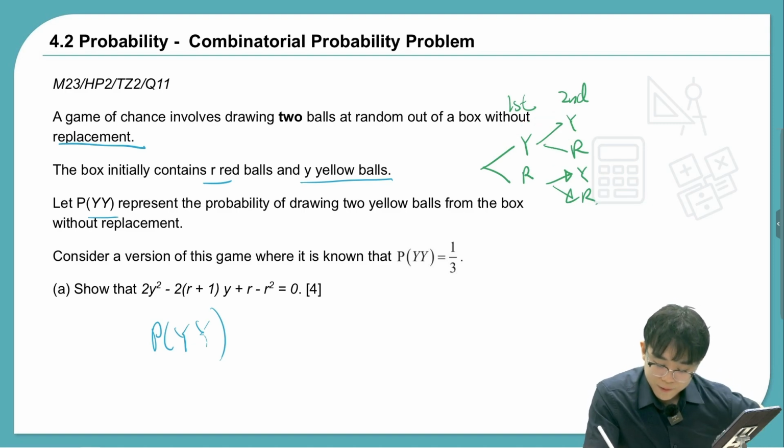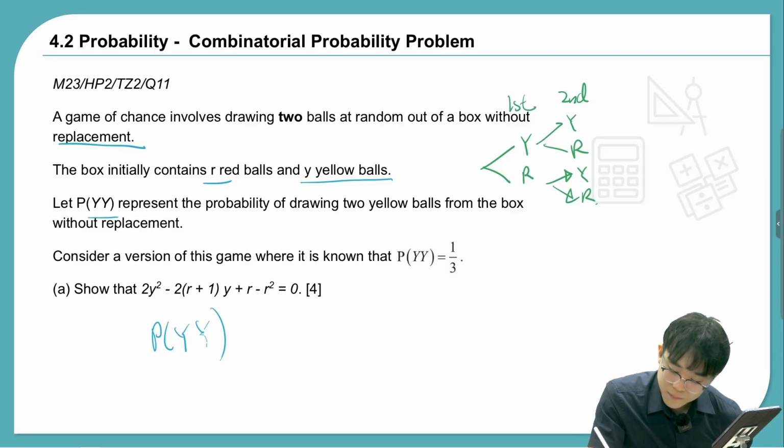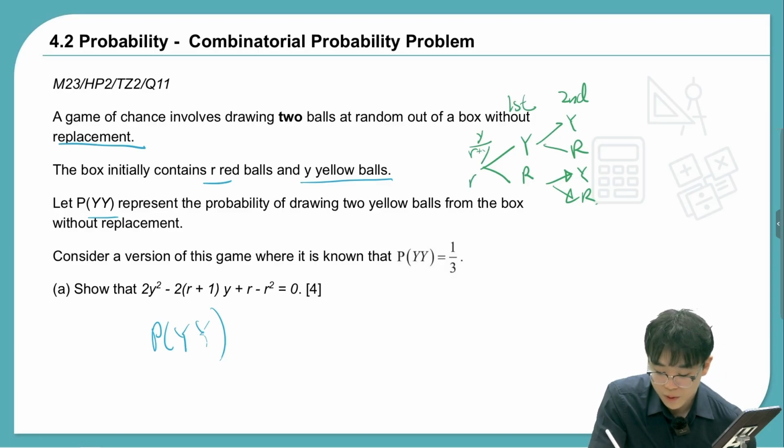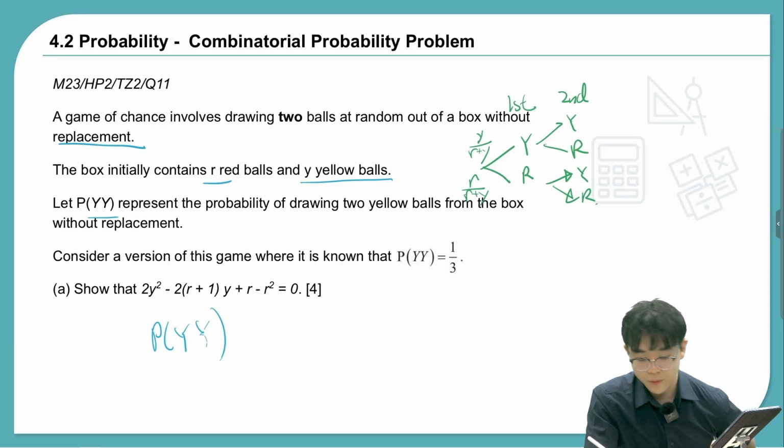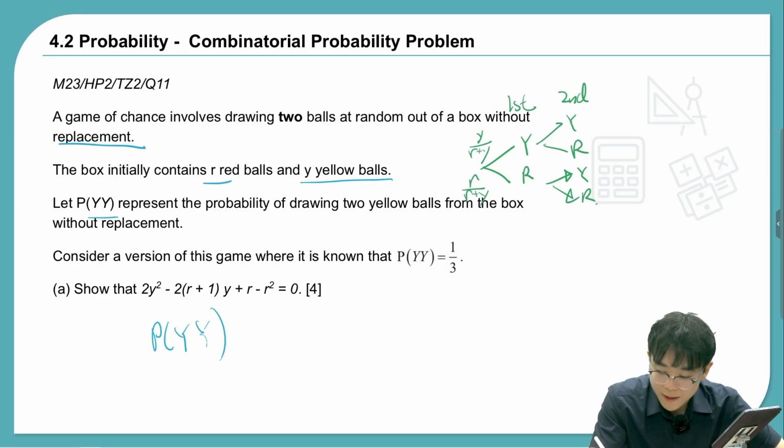So in the first one, you would say that there's a y over r plus y chance that you get a yellow draw, or r over r plus y chance that you get a red draw. Okay, and then the catch here is that the probability changes depending on the outcome.